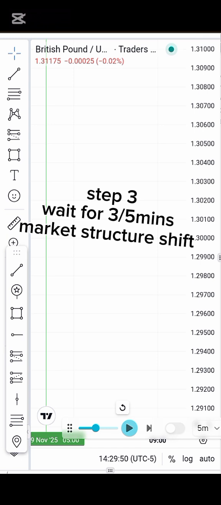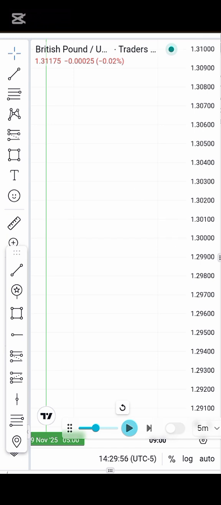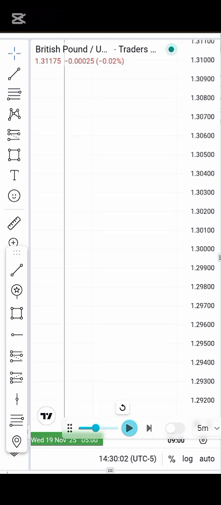Then wait for a market structure shift. And that market structure shift must occur inside your kill zone, not outside. It must happen inside your kill zone. When your market structure shift happens, you go for a risk to reward of 1:2. Or if you want to go crazy, go for 1:3 highest. It is very achievable. Always go for the low hanging fruit.